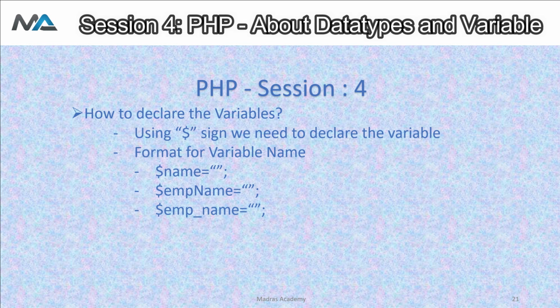Such as name, age, place, address, height, weight, like that we have to plan. For all the variables, the format is: first letter in small letter. If we have a second word, you can give it in a capital letter, or else you can give an underscore, without space. This is the format to declare the variable, and not only for PHP, in all the languages we have to follow this procedure.